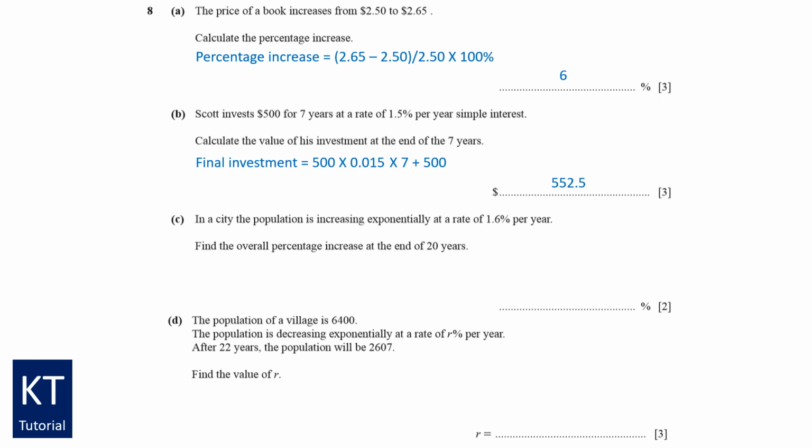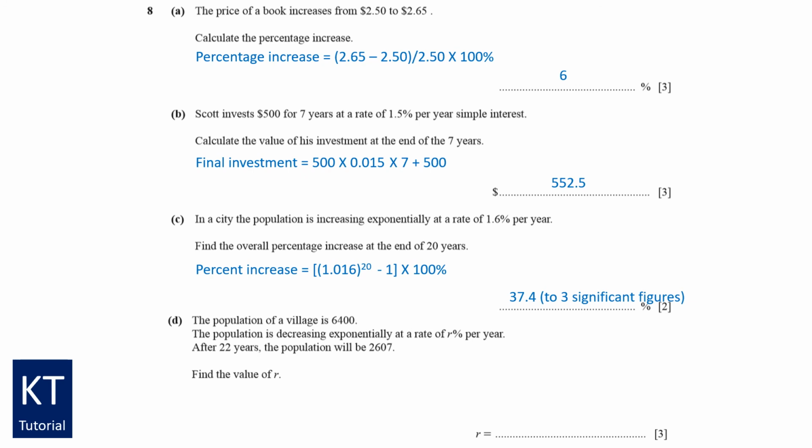Question 8c. In a city, the population is increasing exponentially at a rate of 1.6% per year. Find the overall percentage increase at the end of 20 years. Percent increase can be identified through 1.016 to the order of 20 minus 1.